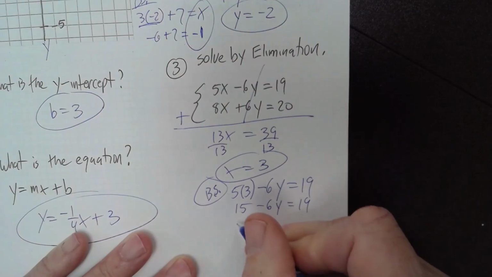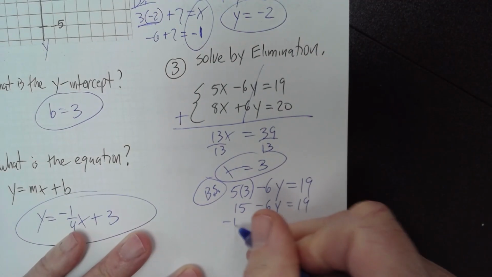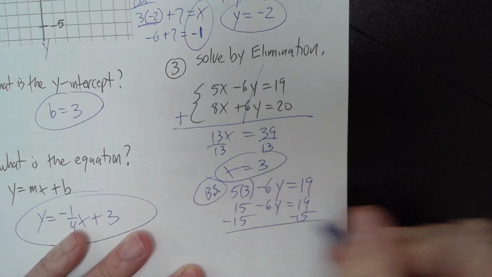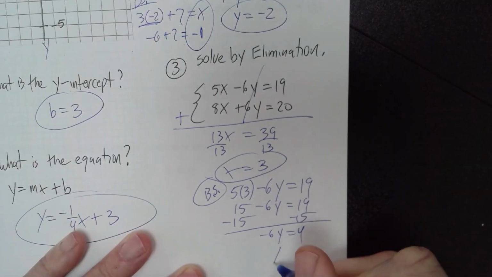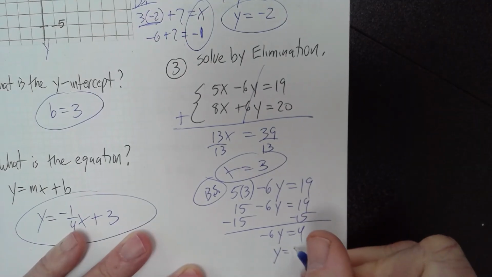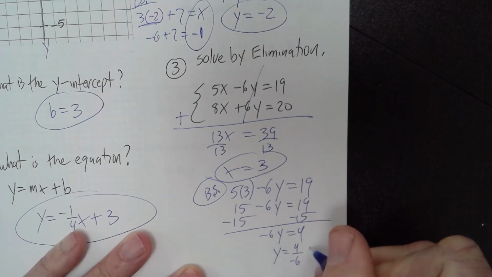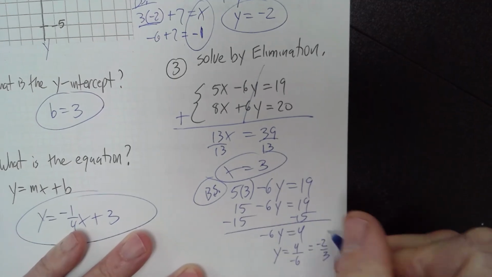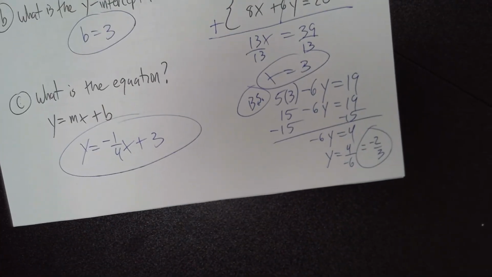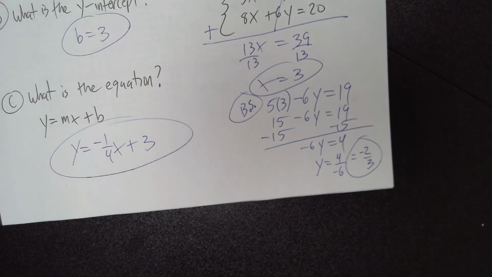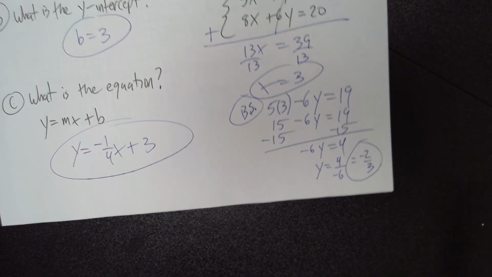I'm going to subtract 15. Negative 6y is 4. I'm going to divide, and I'm going to get 4 over negative 6, which is negative 2/3, which is a fraction answer. It's not a terrible answer. Just leave it that. If you divide it on the calculator, you get 0.6 repeating.